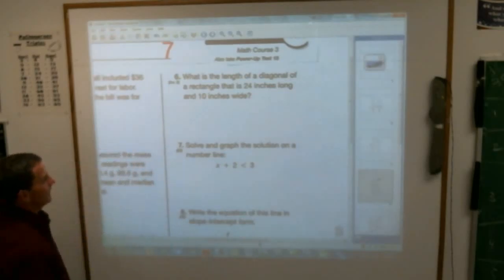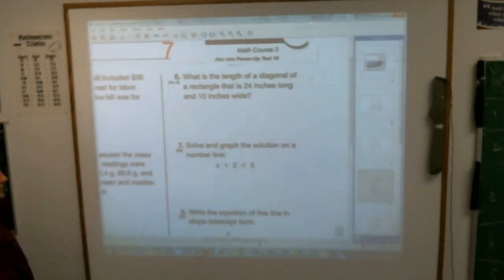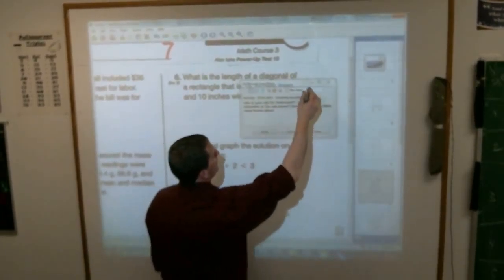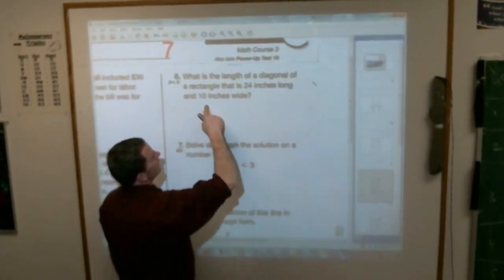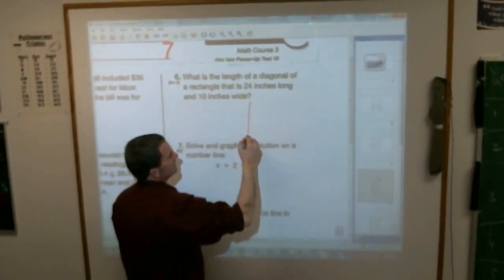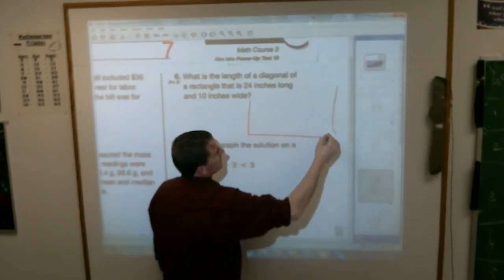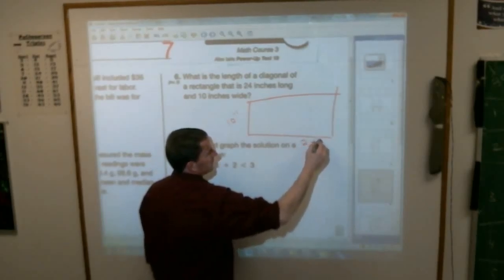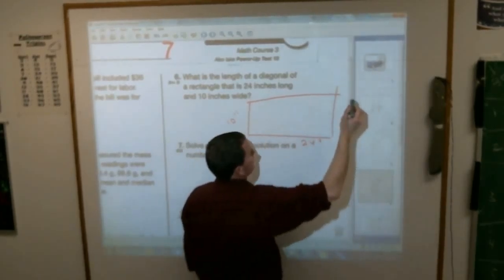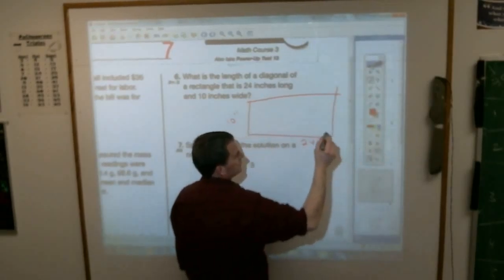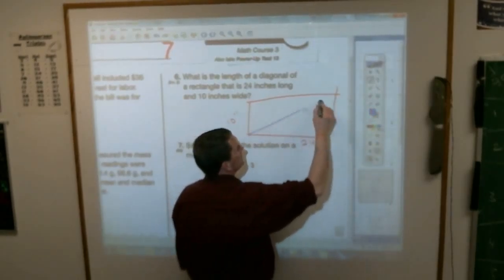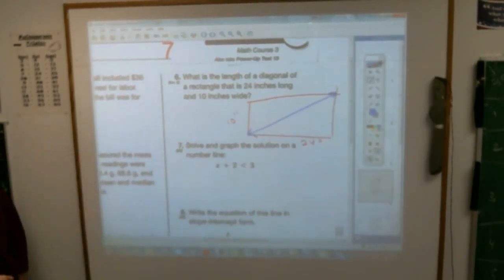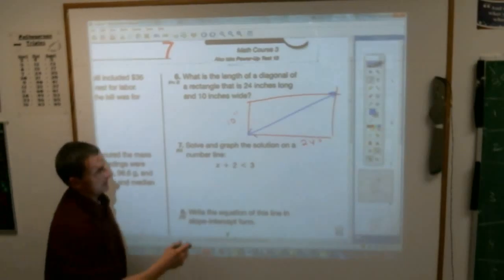What is the length of a diagonal of a rectangle that is 24 inches long and 10 inches wide? Wow. 10 inches wide. And the question was what? The question is, how long is this diagonal? Anybody know how I'm going to find that out? Alex? Correct, because this is a right triangle.